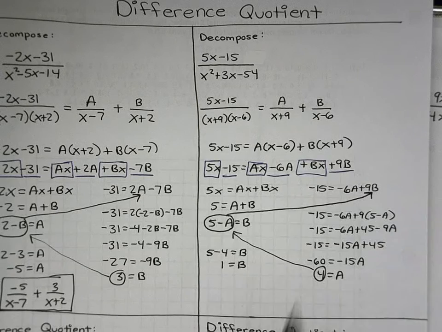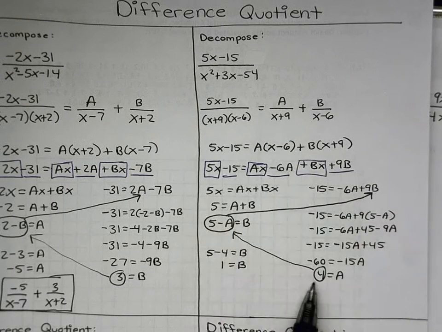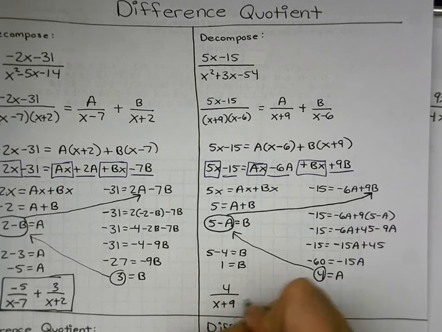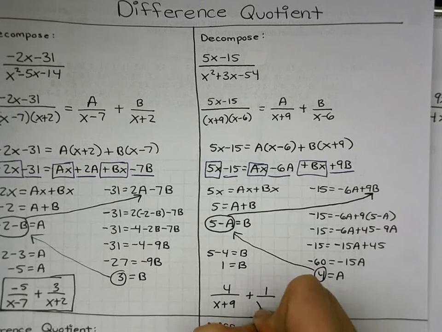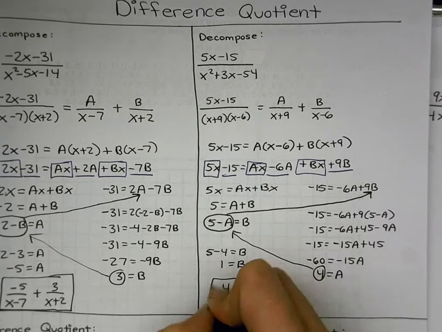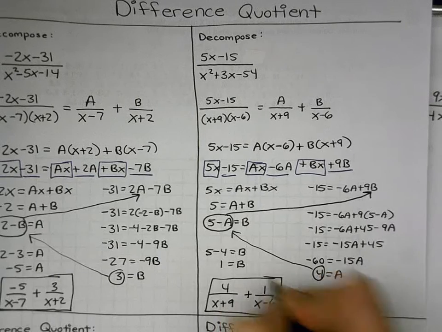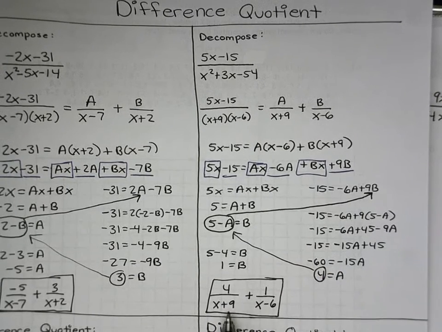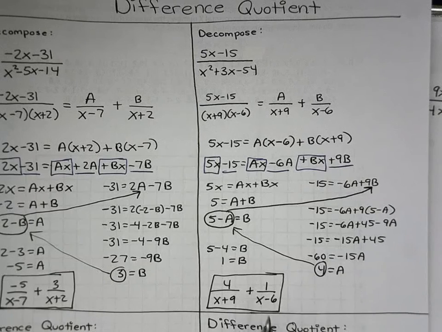And that's then my final answer. My a, which was 4, is over x plus 9, and my b, which was 1, is over my x minus 6. Remember that your route can look different, but your answer should still be the same no matter what. 4 should be over x plus 9, and 1 should be over x minus 6.